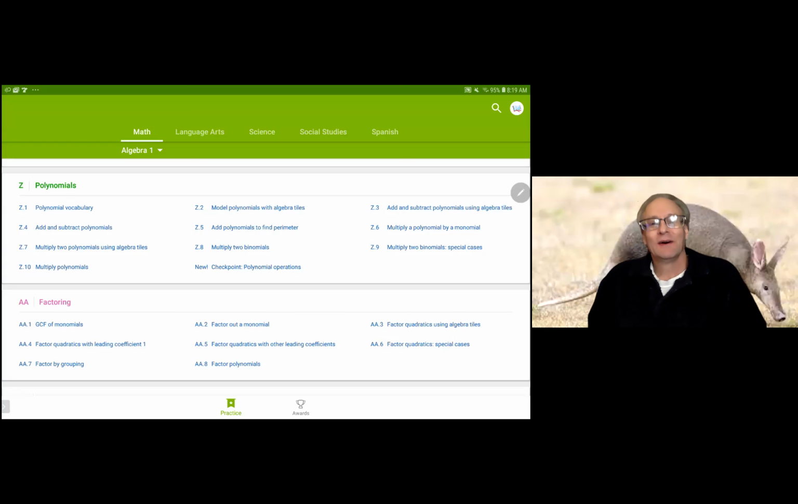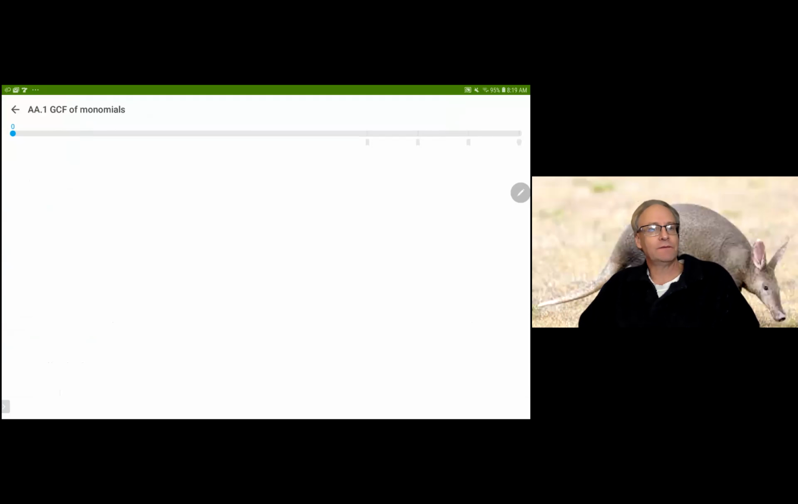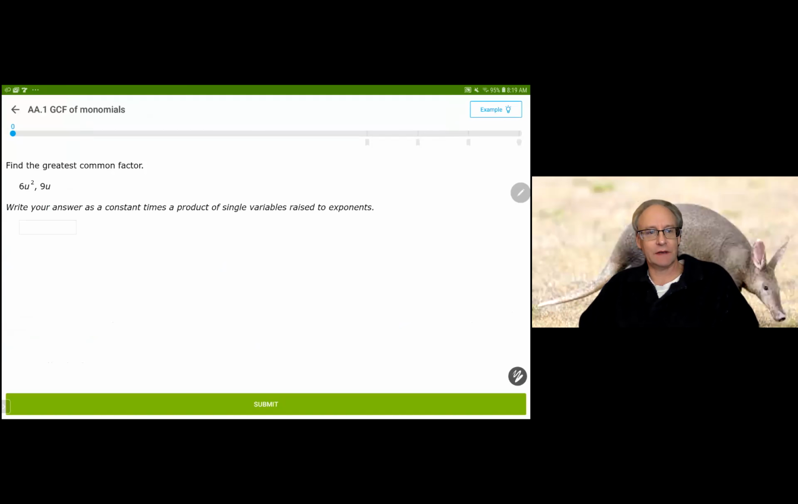Hi, everybody. We are going to start the new section, which is AA. It's all about factoring. And I'm really looking forward to the quadratics, but we're going to start out with GCF of monomials, which is AA.1. That is the greatest common factor.